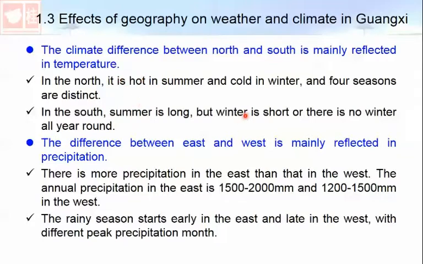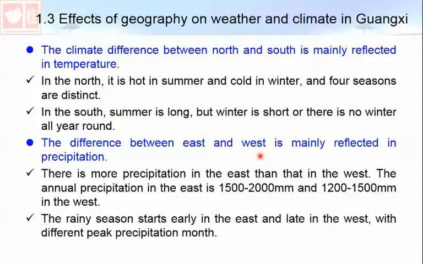The difference of latitude between north and south and the longitude between east and west makes the regional difference of Guangxi's climate obvious. Guangxi is tropical monsoon climate. More than 1/3 of the region of Guangxi in the south of the Tropic of Cancer can get more solar total radiation. The climate difference between north and south is mainly reflected in temperature. In the north, it is hot in summer and cold in winter, and 4 seasons are distinct. But in the south, summer is long, winter is short, and there is no winter all year long.